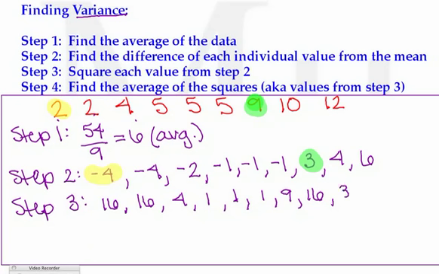All right, so this was the difference. These are all of those numbers squared. Now in our very last step, our 4th step, we want to find the average of all of these numbers. So you want to add everything up, the 16, 16, 4, 1, 1, 1, 9, 16, 36, and find the average of that.